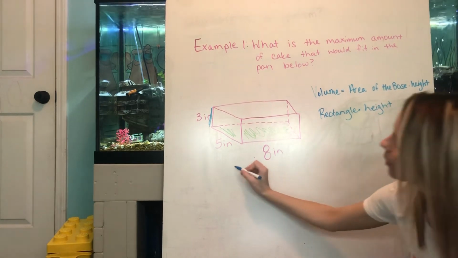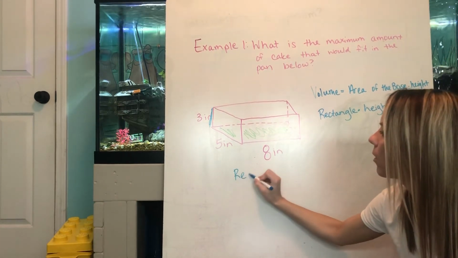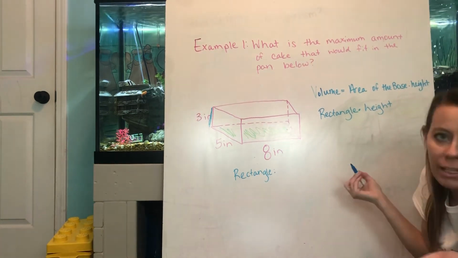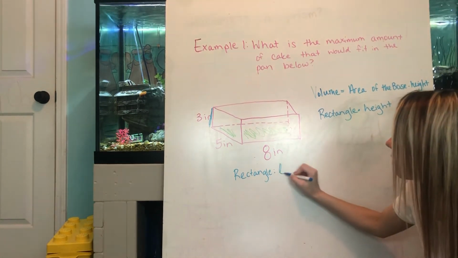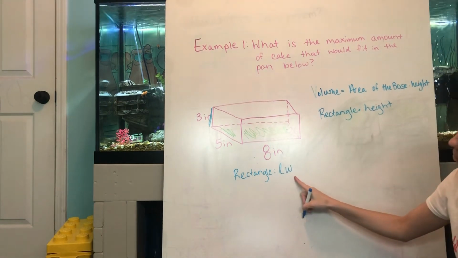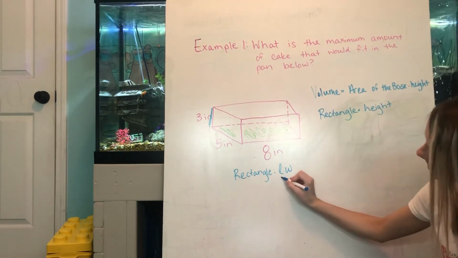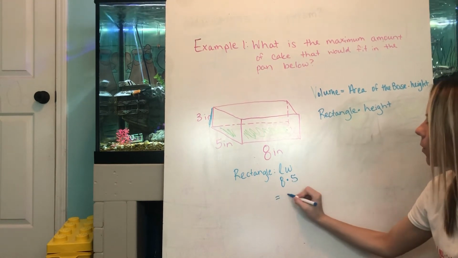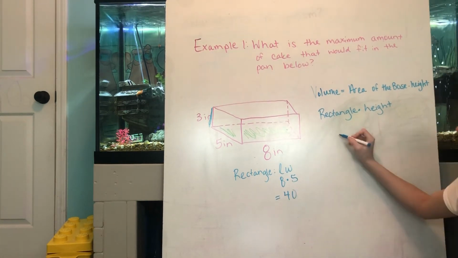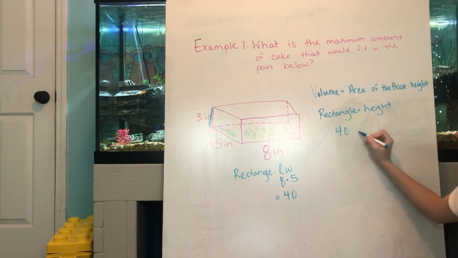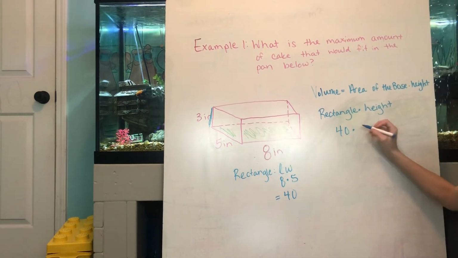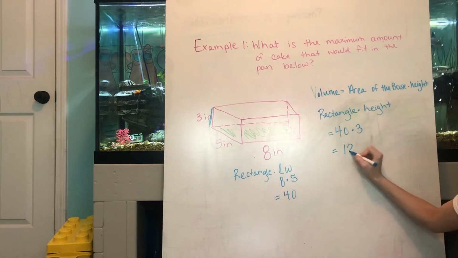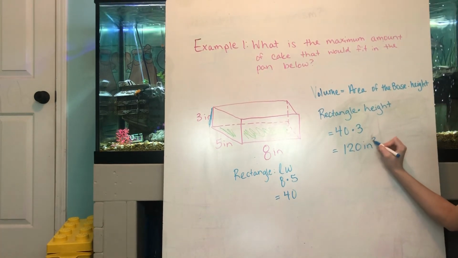So I always kind of go out here and do my sketch work. Okay, a rectangle, the area of a rectangle is length times width. My length is 8. My width is 5. So that's 40. So 40 times my height is 3. So that's 120 cubic inches.